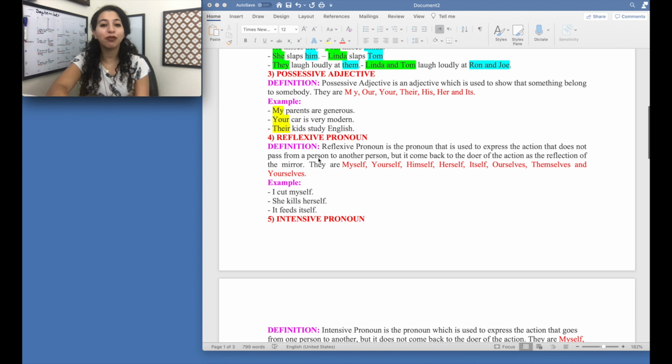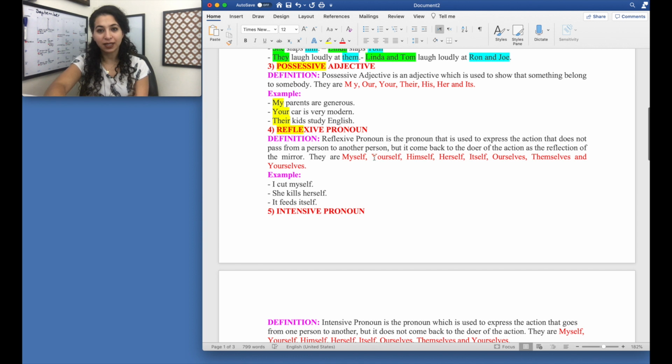In reflexive, it's like a reflection in the mirror, so it comes back to the person that is looking at the mirror. We see it in the name, remember? Here we had possessive, so this was in the name. Here we have reflexive, or reflection, reflect. So it comes back to the person. These are myself, yourself, himself, herself, itself, ourselves, themselves, and yourselves. This is, of course, singular, you, and this is plural.